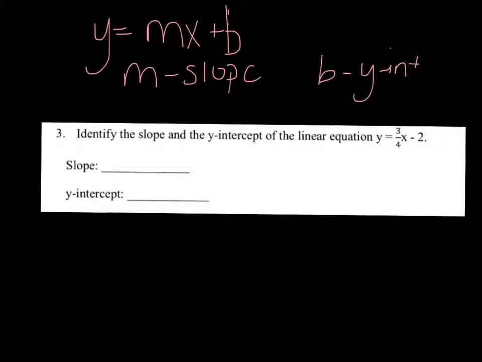So when your equation's already solved for y, like it is here, the number attached to your x is your slope. So in this case, that would be 3/4. And the constant, or the number without a variable, is your y-intercept. And in this case would be -2. The sign is really important, so make sure you pay attention to it.